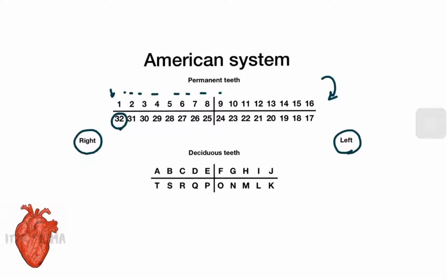In the case of the deciduous or milky teeth, we do the same thing again clockwise, but we use the alphabet A, B, C, and so on.